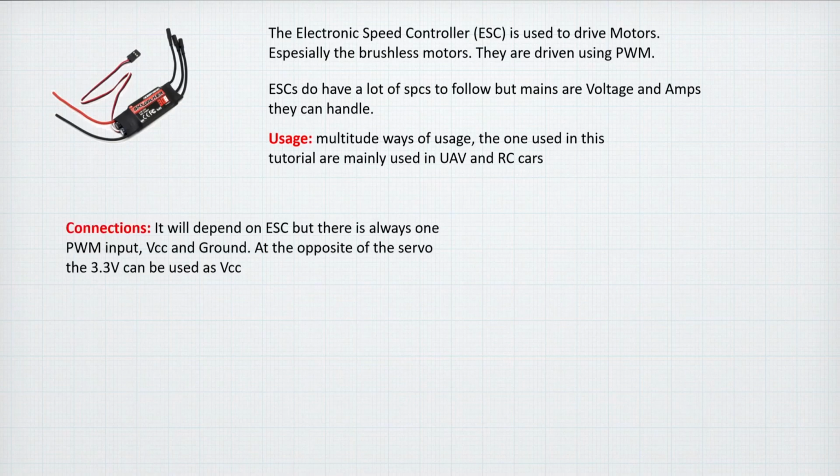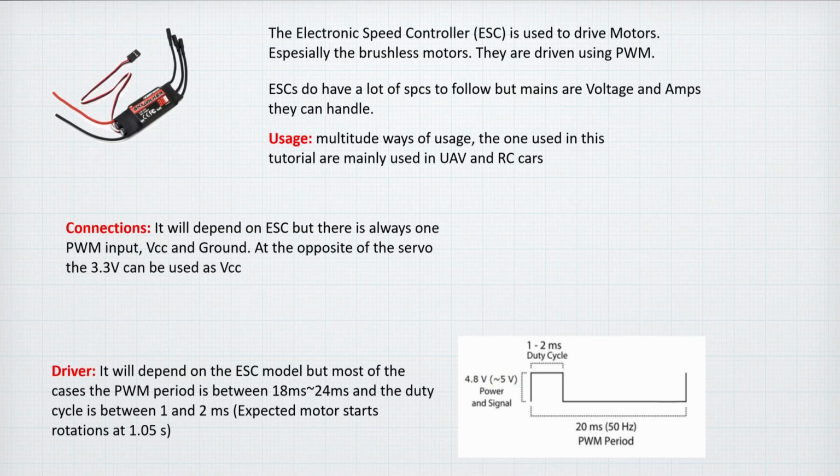For the connections, same as the servo, there is a VCC, a ground, and a PWM input. But as opposed to the servo, this one can use the 3.3 volts from the STM32F1, so there is no need for any external input or a battery. And finally, for the driver, same as the servo, it's using a 20 millisecond PWM period, but still you have to make sure the duty cycle is between 1 and 2 milliseconds. However, you'll need to do some testing to see the right operation.